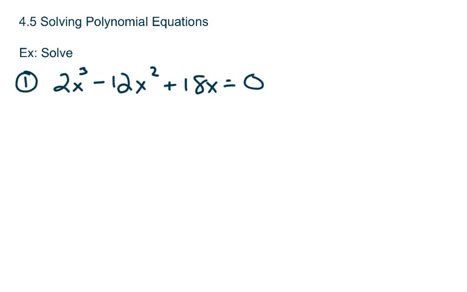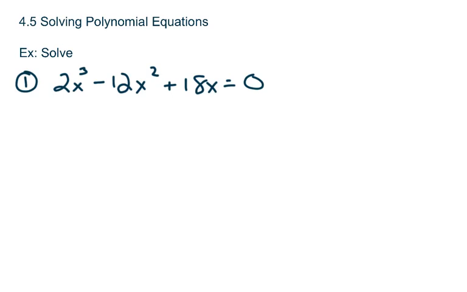Now in section 4.4, there was no equals 0 part. It was just factor this. Well, now when we solve, the process really isn't any different than when we were factoring and solving quadratics. We're going to factor the polynomial that we have, 2x cubed minus 12x squared plus 18x, and then we're going to set each factor equal to 0. So now, instead of just two solutions like with quadratics, now we might have a few more.